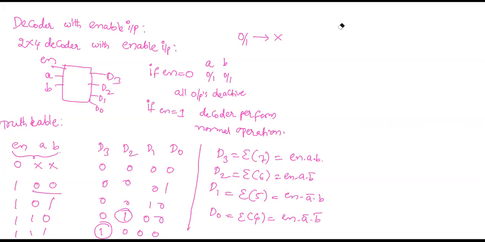Next. Enable input is used to control the overall operation of the decoder. Next.